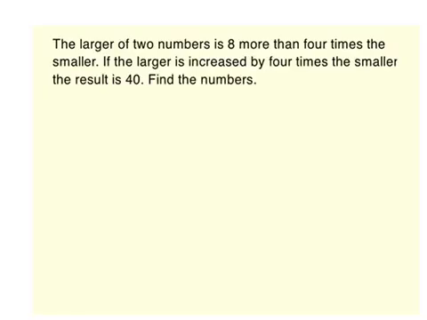So example number 8. The larger of two numbers is 8 more than 4 times the smaller. If the larger is increased by 4 times the smaller, the result is 40. Find the numbers. So we have 2 things we're looking for. We are looking for a smaller number and a larger number. So anytime I talk about a smaller number, I'm going to write x, and anytime I talk about the larger number, I'm going to write y.